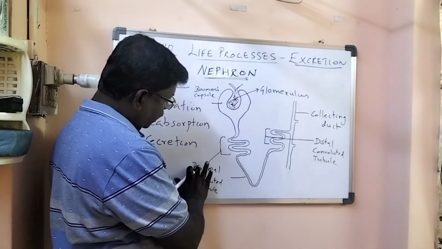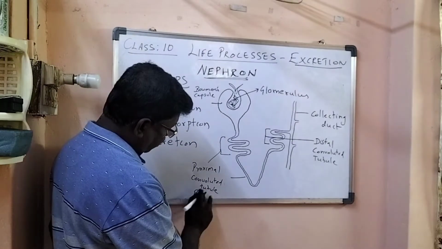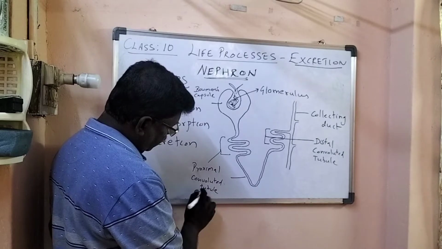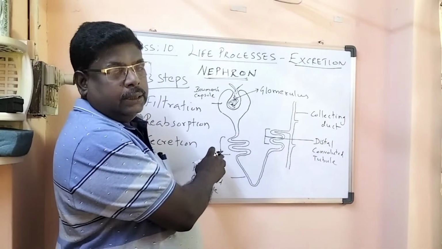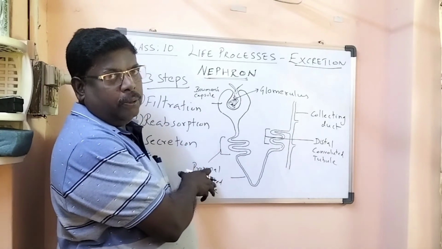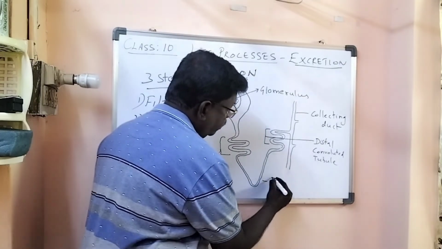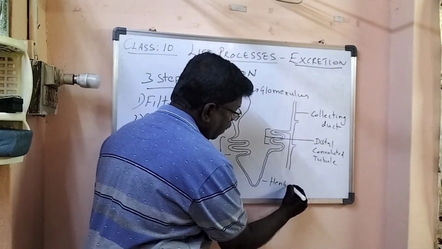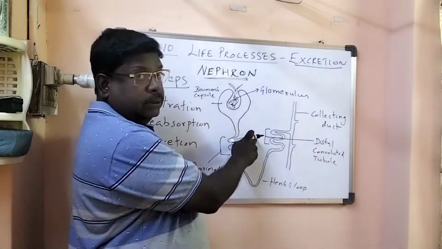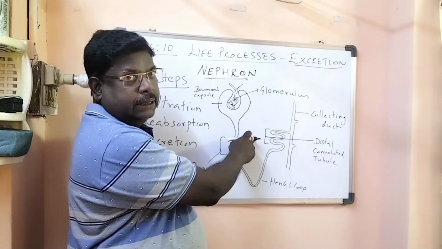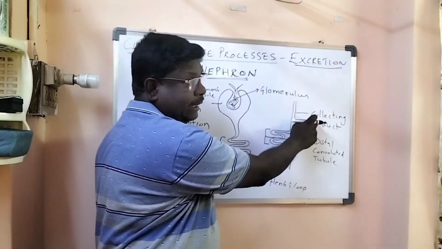Okay, proximal convoluted tubule. It's called PCT. Here there are some foldings at the beginning stage, so it's called proximal convoluted tubule, and that is followed by this, called Henle's loop. And this one is distal convoluted tubule. Distal means end phase, and this will end up in the collecting tubule. This is called the collecting duct.